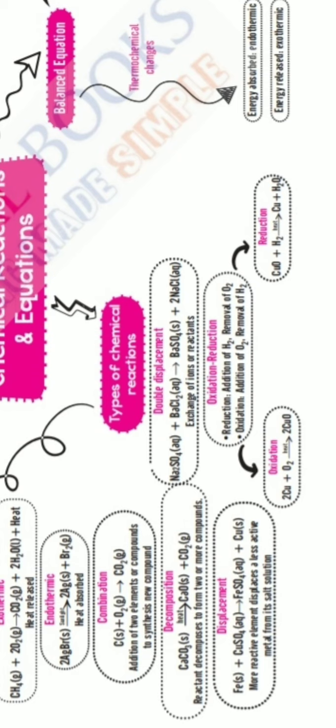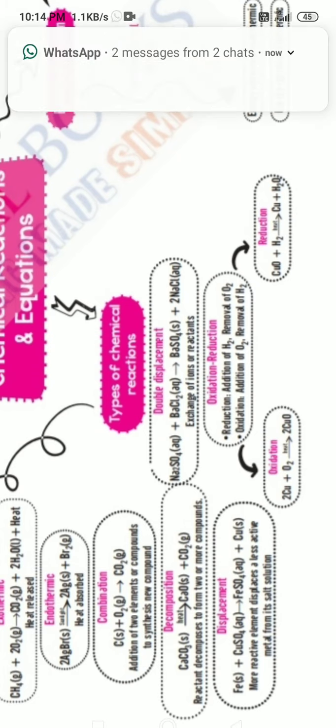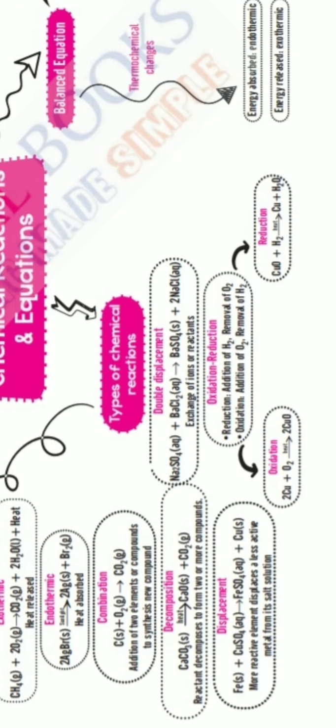It is the opposite of combination reaction. That is, in a combination reaction, two or more components form a single compound. Decomposition is just the opposite. In a combination reaction, two or three will combine and form a single product. In a decomposition reaction, a single product will break down into two or more components.